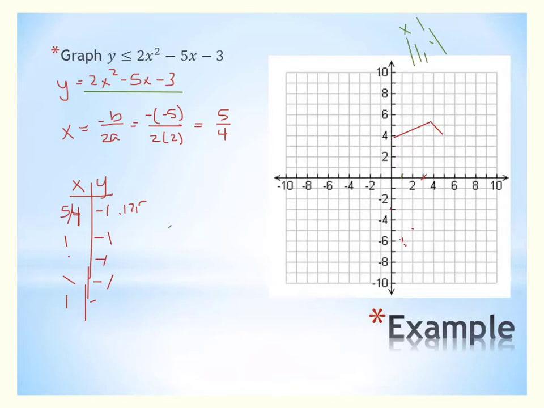So I'm going to put 0 in for y, less than or equal to 2 times 1 squared minus 5 times 1 minus 3. Is 0 less than or equal to, this is going to be 2 minus 5 minus 3, negative 6. Is 0 less than or equal to negative 6? That is false. And so then in that case, we're going to shade everything outside the parabola. So that's how that works.